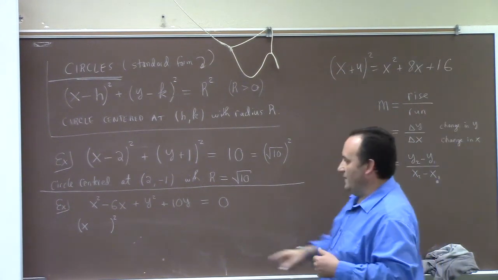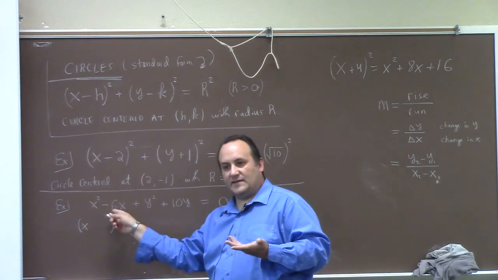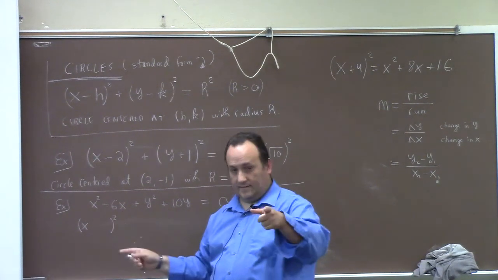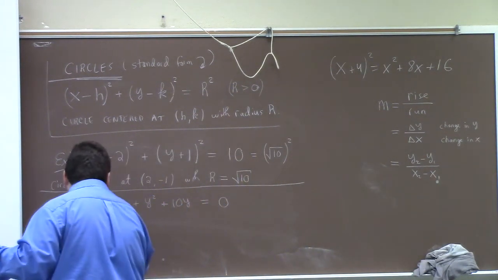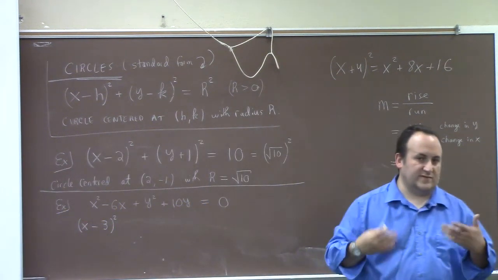Right? So if I were to add 4 here, it wouldn't be smart, because I wouldn't get back this 6x that I had to start with, right? Negative 3, we have a winner. What is this? What are we doing?